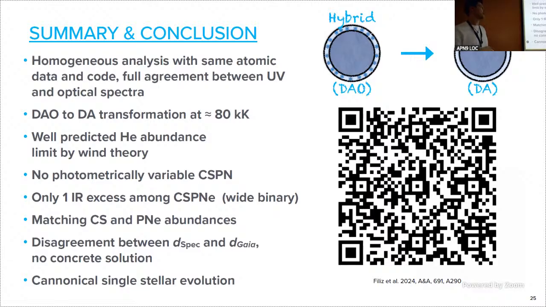We found that in general, there is a nice agreement between central stars and the planetary nebula abundances, and there is a disagreement between spectroscopic distance and Gaia distances. So actually, our study shows that these objects are just boring canonical single stellar evolution objects. If you're interested, you can check our paper from this QR code. Thank you very much.